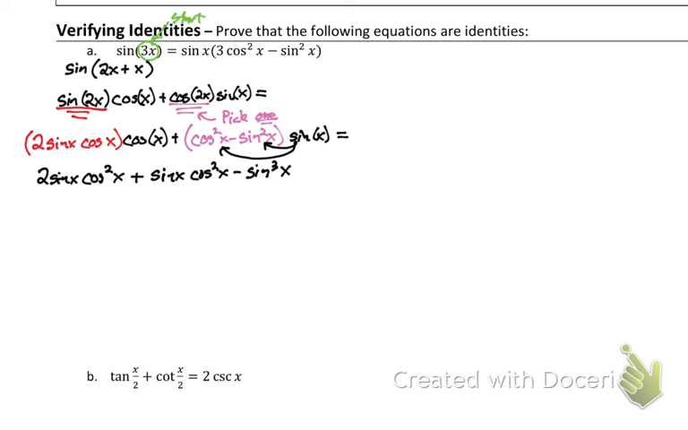See how we have 2 sine cosine squared plus another sine cosine squared? That means you're going to have 3 of them, combining like terms. This right here, let me highlight it in green, matches this right here. So for the 2 sine x cosine x times cosine x, the cosine x doesn't distribute. It doesn't, because it's multiplication.